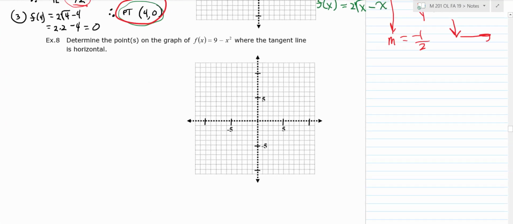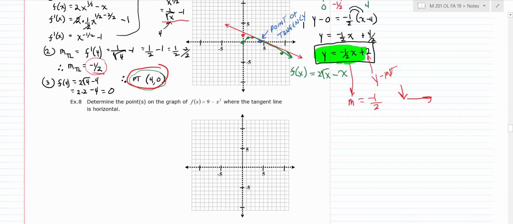All right, so let's go to this next example then. With the next one, the question is: determine the points on the graph of this function where the tangent line is horizontal. So the thing is, if the tangent line is horizontal, then what is the slope?